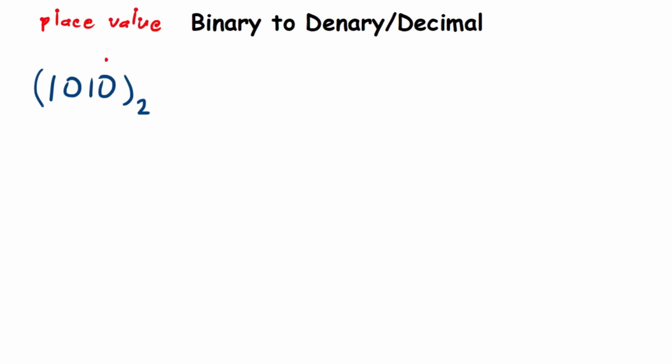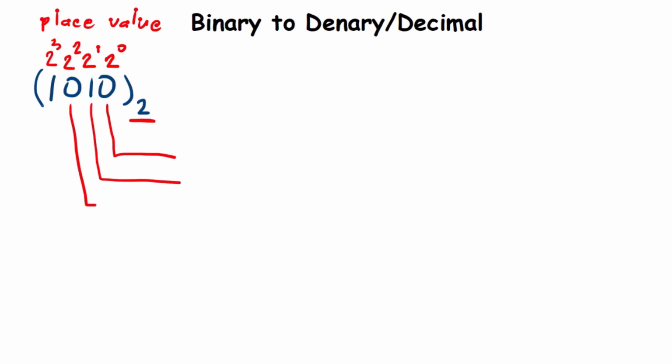Okay, the place value of this bit 0 on the right side is 2 to the 0. The next place value is 2 to the 1. The next is 2 to the 2. And the next is 2 to the 3. You will notice that the place values are power of 2 because our number here is a binary number. I will just rewrite these bits here. This is 0, this is 1, 0, and then we have 1.